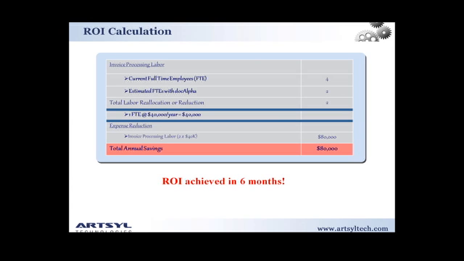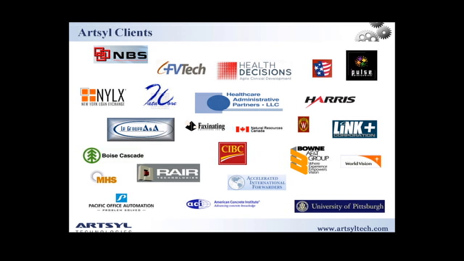You're looking at an ROI of probably somewhere around 6 months for that type of solution. Anything under 12 months is pretty much a no-brainer. Anything under 6 months, you just can't not do it. Okay? I mean, it would be ridiculous for a company to be able to pay for a solution and make those savings in 6 months or less and not go forward. So there is an incredibly compelling story to tell here, and we think Artsyl's docAlpha really is the best product to help you tell that story.